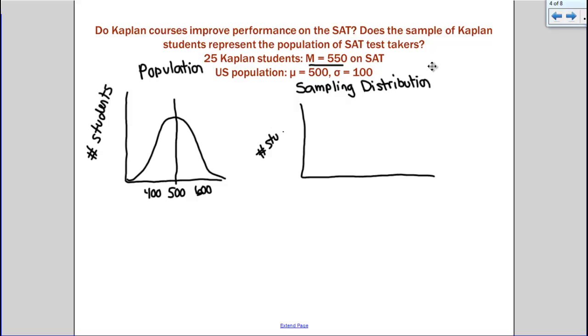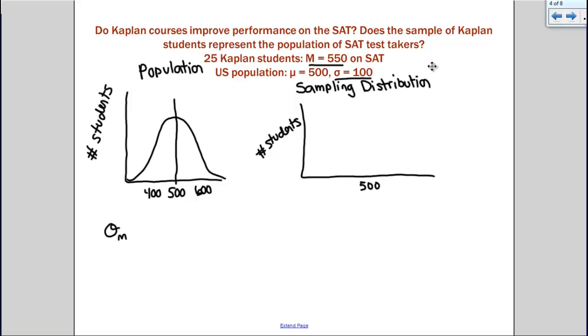So we still have number of students for our frequency or y-axis. Now our midpoint is still going to be the population mean because remember the mean for the sampling distribution is equal to the population mean. But now the spread or the variability of this distribution is no longer dictated by the population standard deviation. It's determined by the standard error. So we need to figure out the standard error.